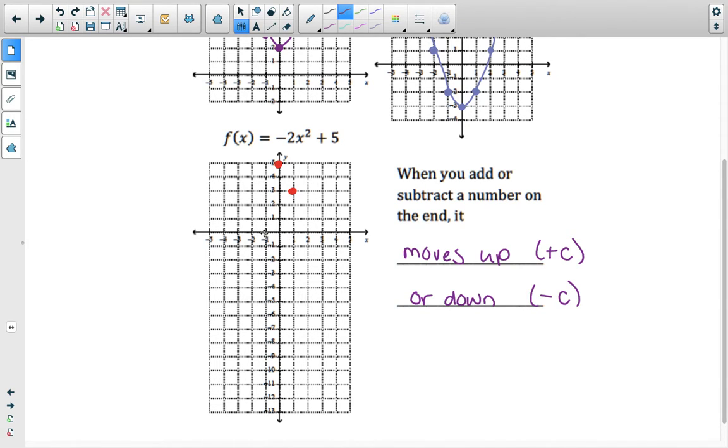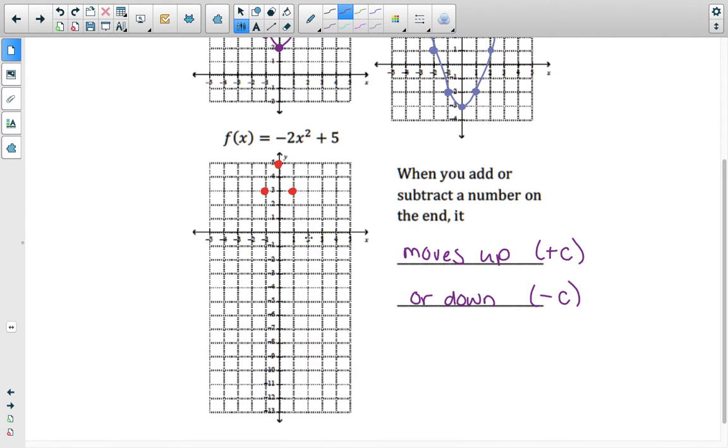So now let's try negative 1 to see if there's symmetry. Negative 1 squared is positive 1. Times negative 2 is negative 2. And negative 2 plus 5 is 3. So we do have symmetry. That tells us that 0, 5 is our vertex.